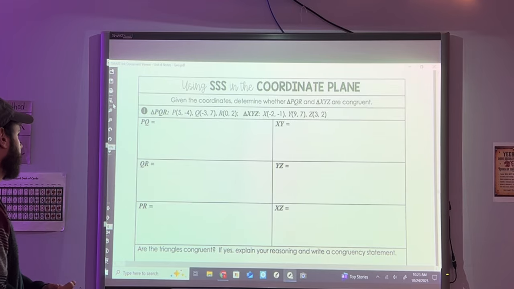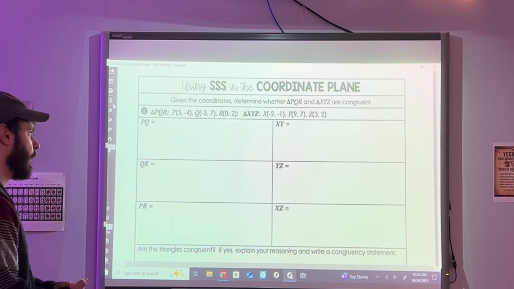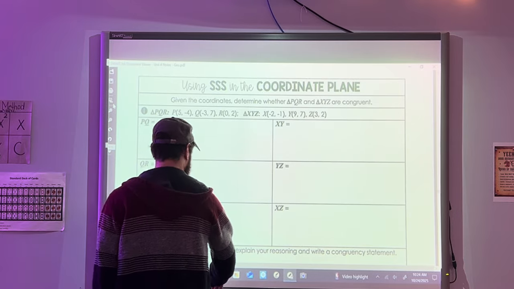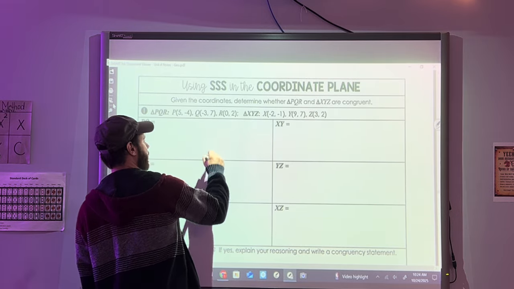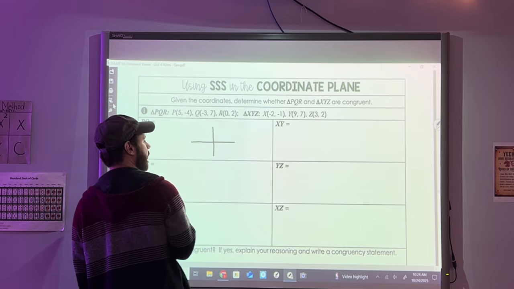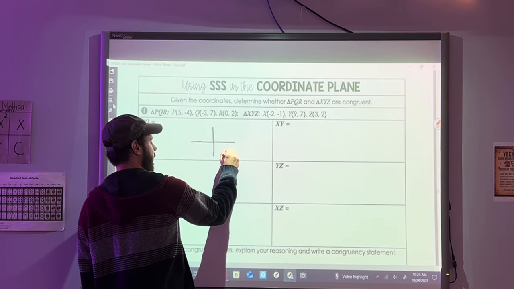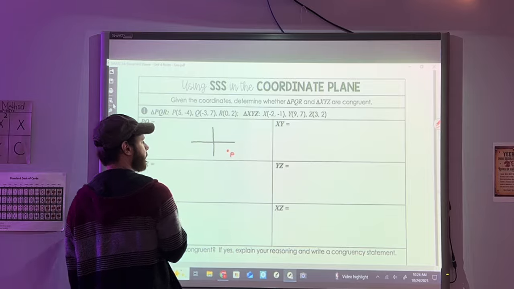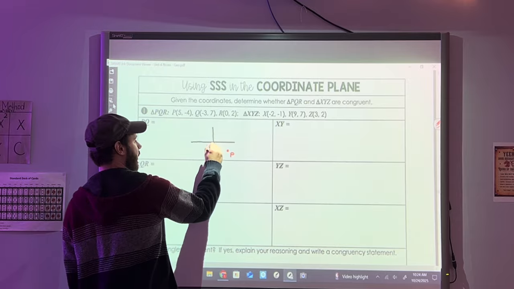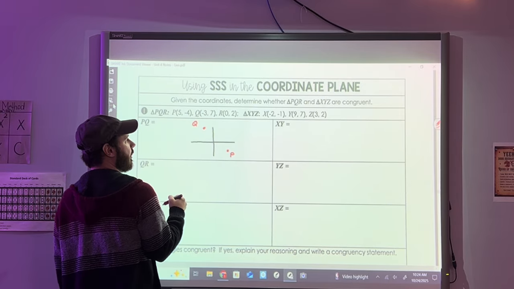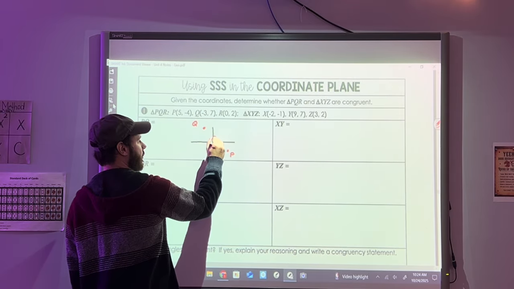I'm given a triangle. Given these coordinates, determine whether these triangles are congruent to each other. So basically, we have three coordinates. I'm going to do a rough sketch here. Here's a coordinate grid. Point P is 5, -4. Over 5, down 4. That's P. Q is -3, up 7. Q. And then R is 0 left and right, and 2 up.